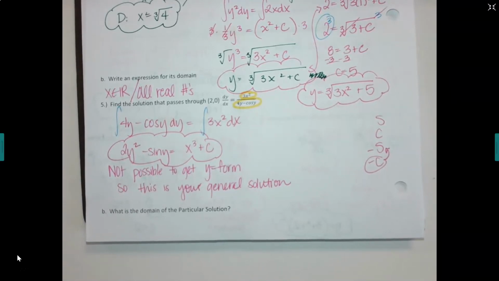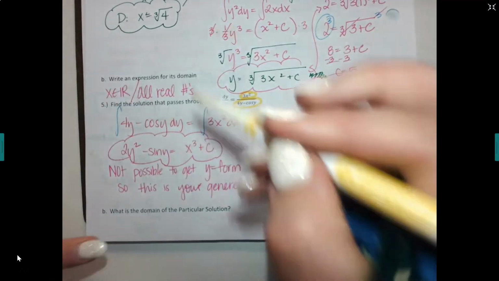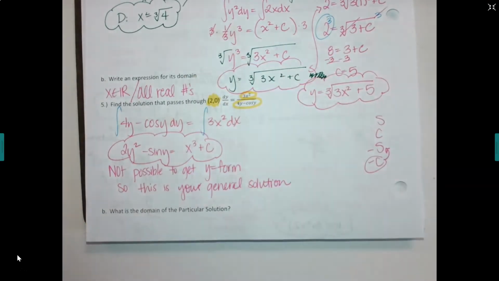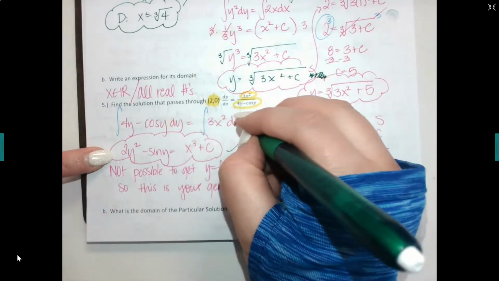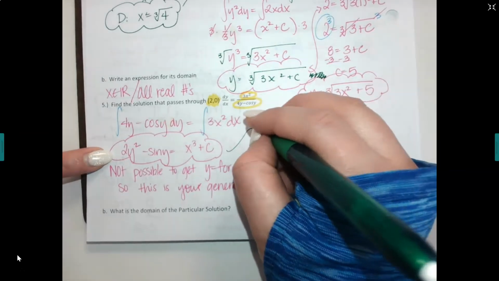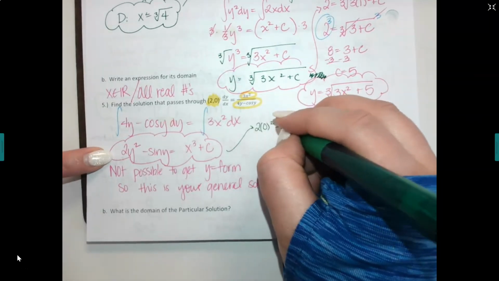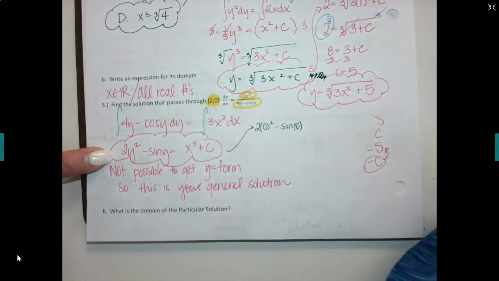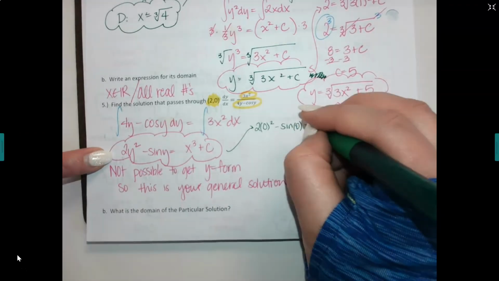It doesn't matter. What is my x going to be if I have to go through 2, 0? My x is going to be 2. What's my y going to be? 0. And what's the only thing that I won't know? C. So I can still solve for it. It's just not going to be a solved equation. So I'm going to still use this point right here. So I'll have 2 times y squared, which is 0, minus the sine of 0, equals x, which is 2 cubed, plus c.